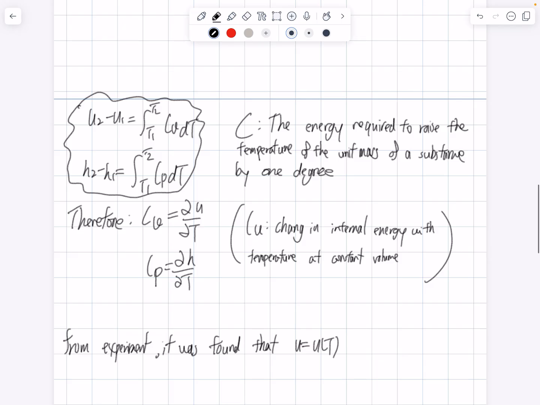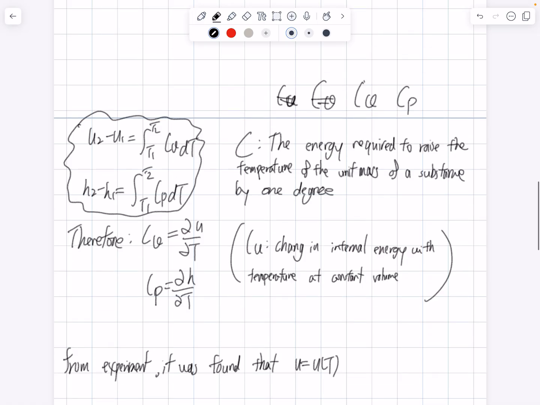So C_V is basically the heat capacity for constant volume, and the other one, C_P, is the heat capacity for constant pressure. This one is constant volume, and this one is constant pressure.